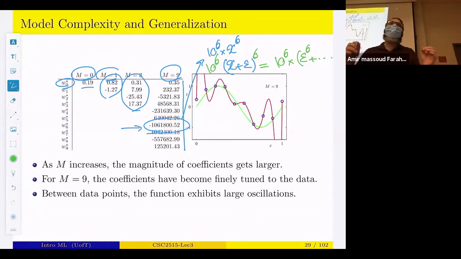Even though epsilon might be small, like 0.1, when we multiply it by a very large number, like 10 to the power of 6 or 7, the effect would be very large. So this shows that our prediction is not going to be stable. A small change in the input would lead to a large change in the output. And that's why we see an observation like this, that on the training set we have a very good fit, but the model has a lot of oscillation between those training points.